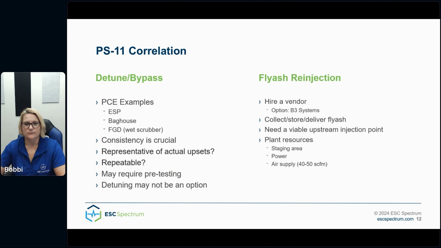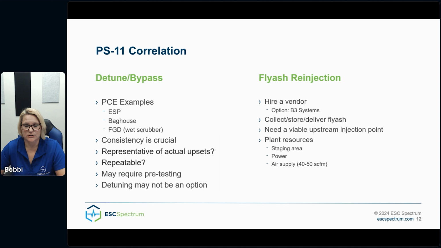Also, is your methodology representative of the actual process upset that the monitor will need to read? Your procedure may require pre-testing prior to the correlation. And in the end, detuning may not be an option for you. So fly ash injection may be a viable alternative.